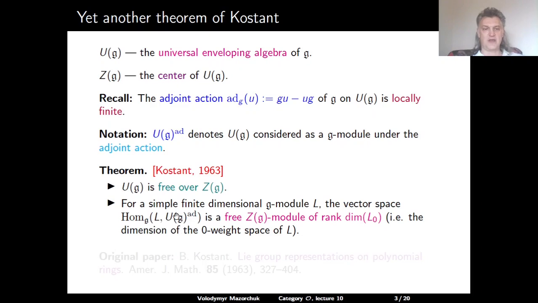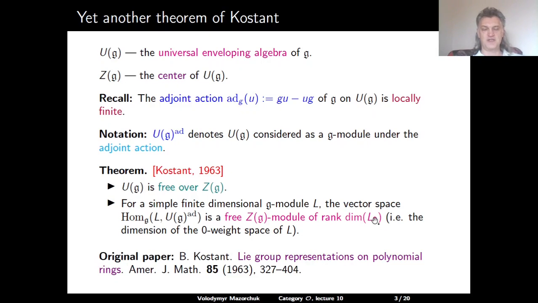is actually a Z module, and it is a free Z module of rank the dimension of the zero weight space in L. This theorem is proved in the original paper by Kostant with the title Lie Group Representations on Polynomial Rings, published in the American Journal of Mathematics in 1963.